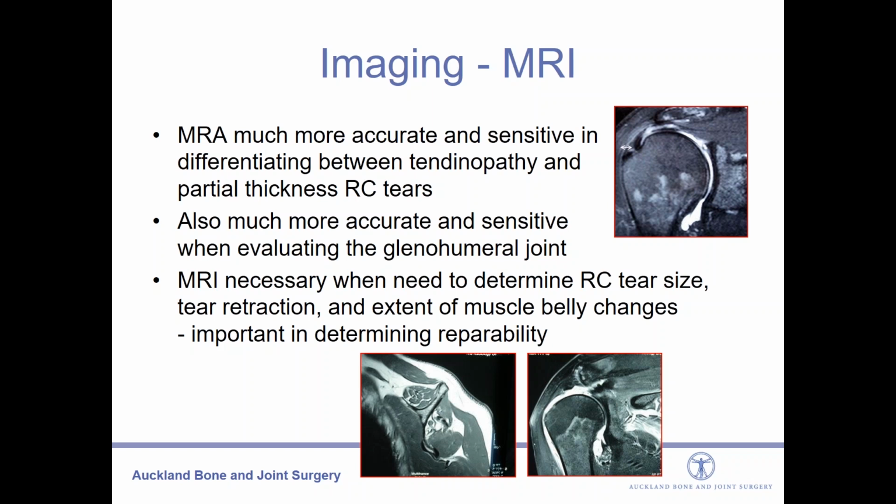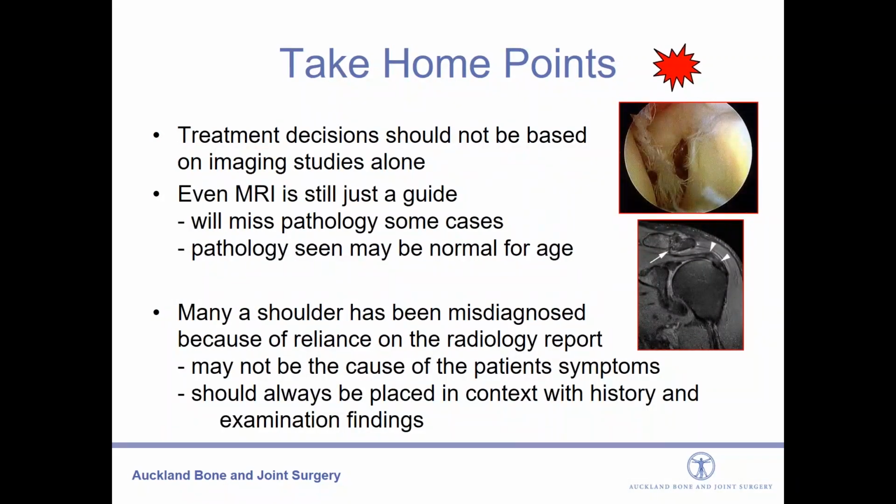Whereas if I'm uncertain about the diagnosis, and I'm thinking, is this a partial rotator cuff tear, is there some labral pathology, then I'll use contrast, because we know that an MR arthrogram is much more accurate and sensitive in differentiating between those more subtle pathologies. Again, I'll go through that in a little bit more detail.